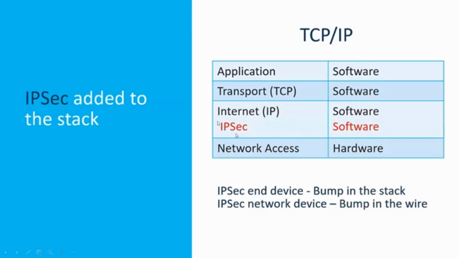In comparison to the network access layer, where we have the data link layer and the physical layer, which is implemented in hardware. When we use IPsec and have it added to the stack in an end device, it's called a bump in the stack. When IPsec is added to a network device, like a router, it's called a bump in the wire.